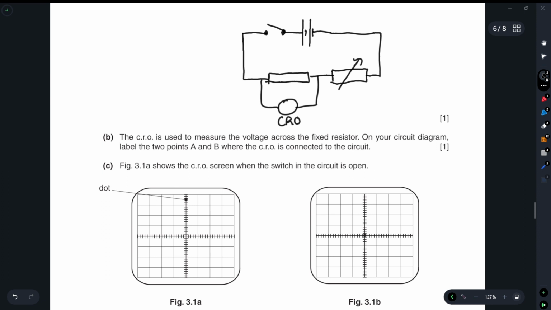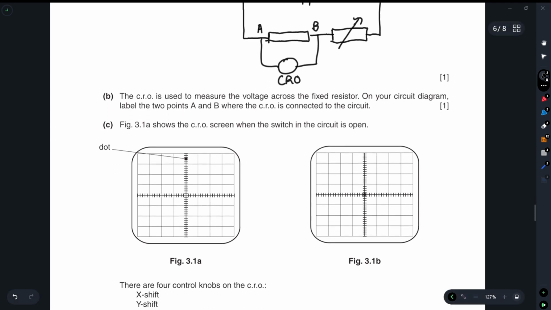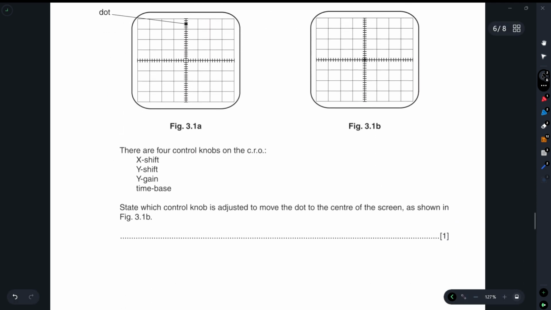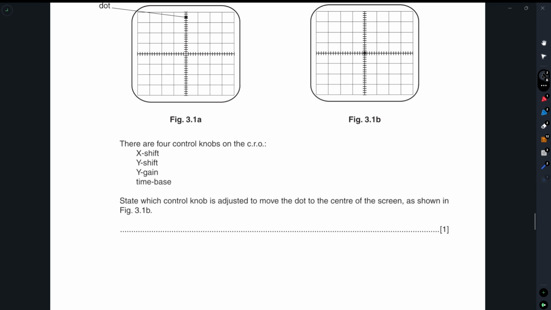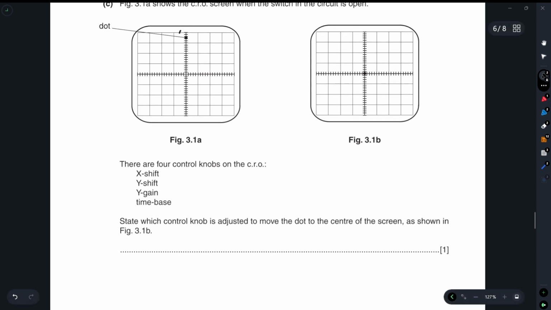Yep, that's cool. So you need to label the 2 points A and B. So let's put this as A and B. Figure 3.1 shows a CRO screen. There are 4 control knobs. State which control knob is adjusted to move the dot to the center. So it was right here.